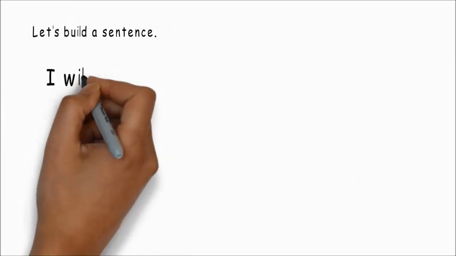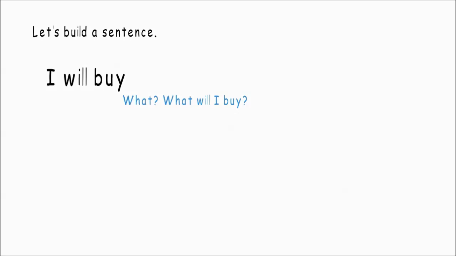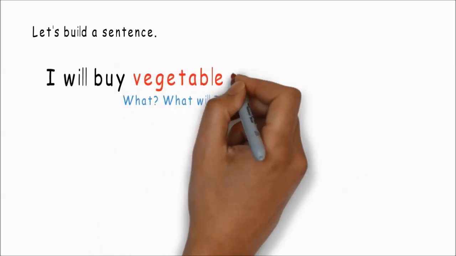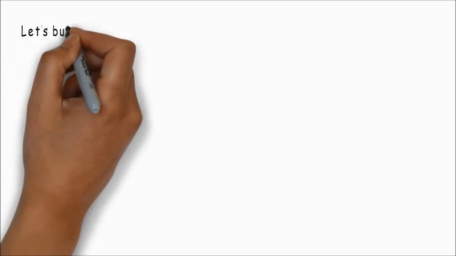Let's build a sentence. I will buy... What? What will I buy? I will buy vegetables and meat. I like this already. Let's build a sentence.